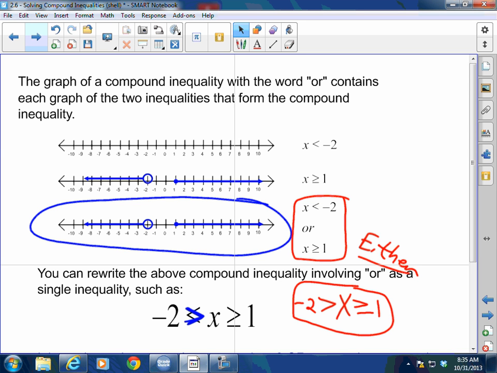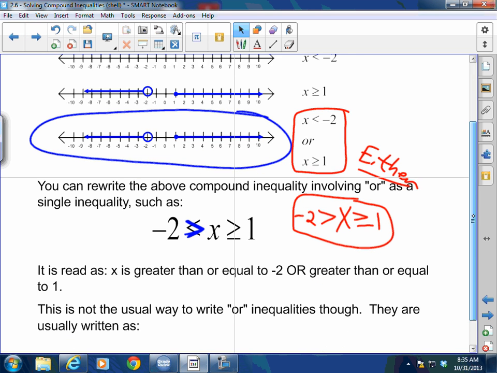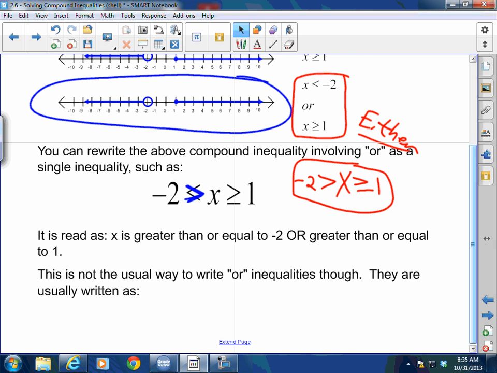Okay, now that you can graph it, it's nice and easy. This will be read as x is greater than or equal, and that's wrong. I'm completely wrong here. This is read as x is less than, not equal to, less than negative 2 or greater than or equal to 1. Yes, please make those corrections in your notes, please.